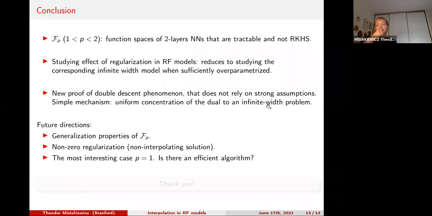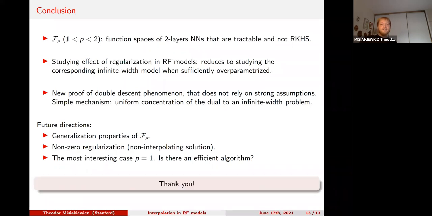And so you have several future directions: studying the generalization properties of F_p, and non-zero regularization. And the most interesting case is p equal 1. This is the one that breaks the curse of dimensionality. And the question is, is there an efficient algorithm that solves this F1 problem? Okay, that's it. Thank you.